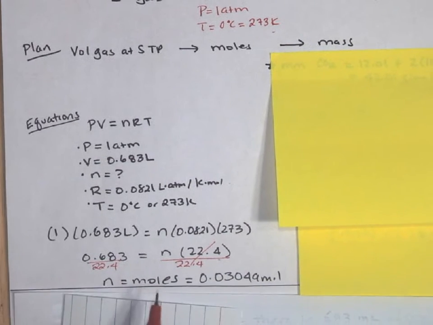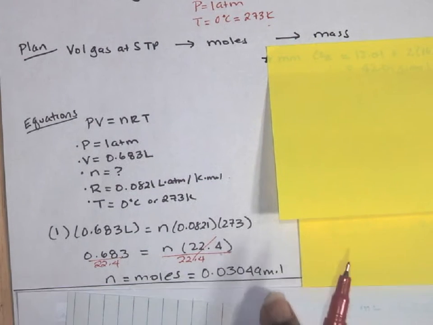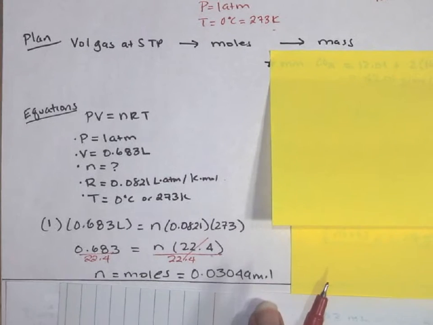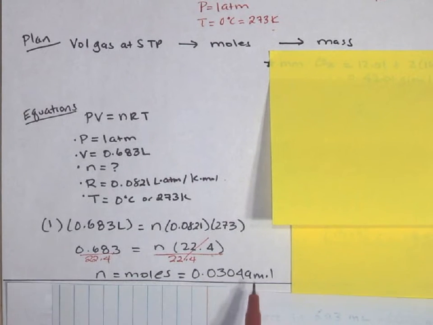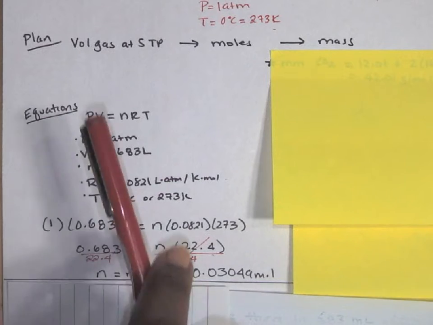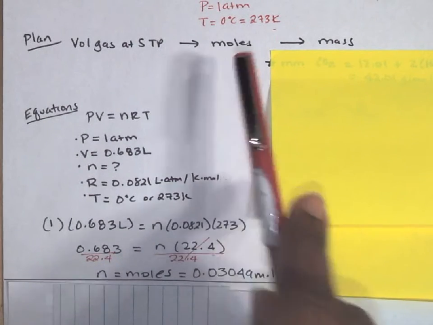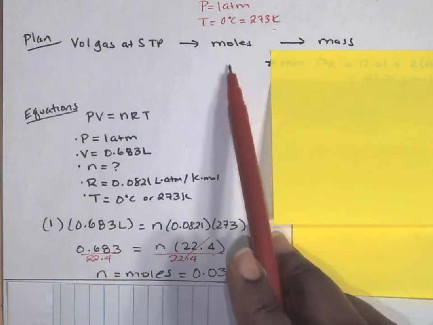Okay, and then when I do that, I get my moles is equal to 0.683 divided by 22.4, which is 0.03049 moles. And remember, I have one additional significant figure here, just because this is not my final answer. Okay, now that we've converted from our volume of our gas at STP to our moles, the next step is to convert from moles to mass.